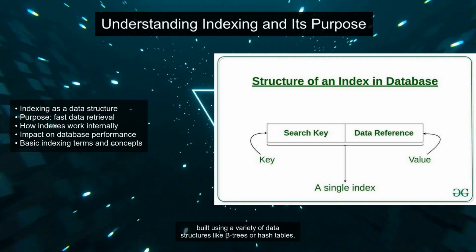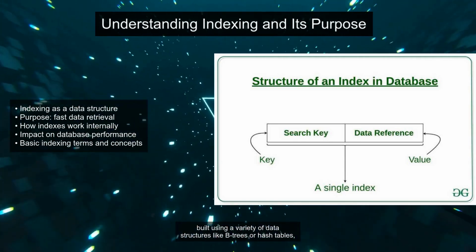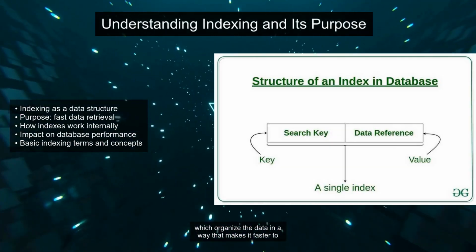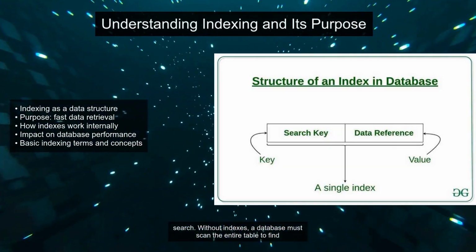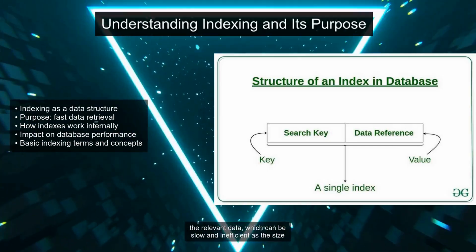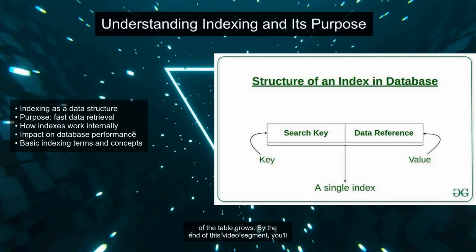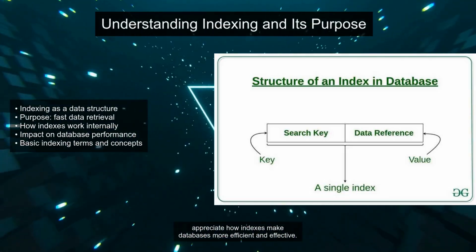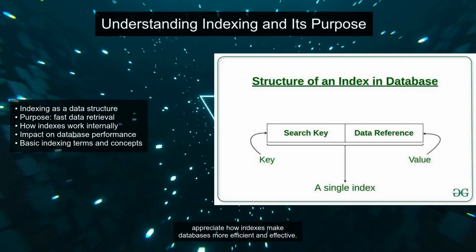Internally, indexes are built using a variety of data structures like B-trees or hash tables, which organize the data in a way that makes it faster to search. Without indexes, a database must scan the entire table to find the relevant data, which can be slow and inefficient as the size of the table grows. By the end of this video segment, you'll appreciate how indexes make databases more efficient and effective.